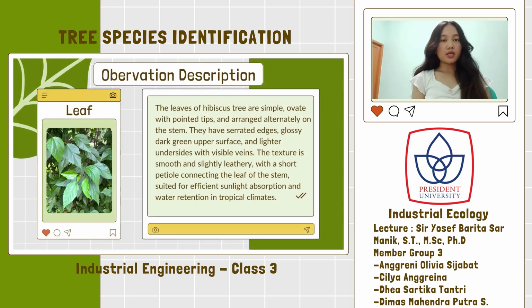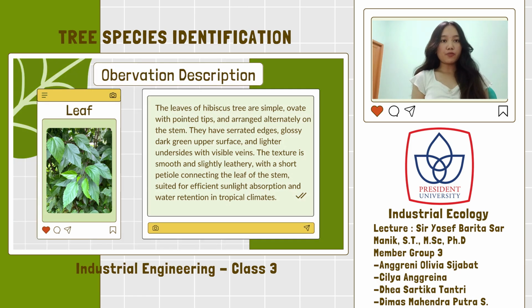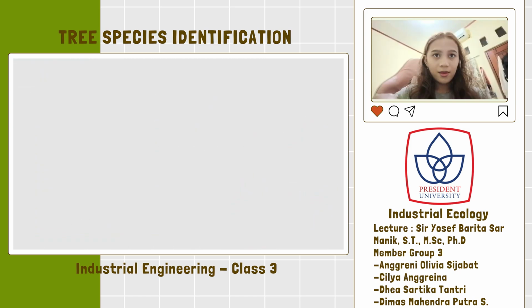Next, the leaves. The hibiscus leaves are oval-shaped with pointed tips. They grow one by one along the stem. The top side of the leaf is dark green and shiny, and the underside is lighter with small veins you can see. The leaves are smooth and feel a bit like leather. They also help the tree get sunlight and keep water, which is really helpful in hot tropical weather.